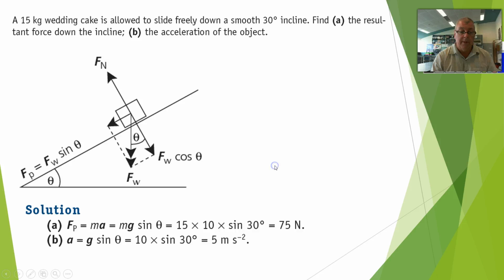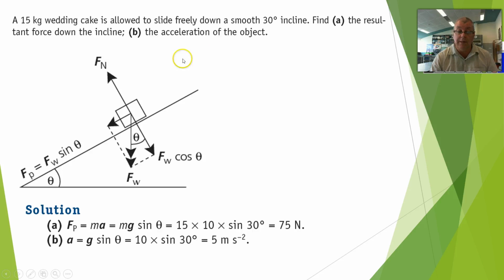Okay, so let's do an example, and this is a slightly different example from the ones before. What it says is there's a 15 kilogram wedding cake. It's allowed to slide freely down a smooth 30-degree incline. Why you would slide a wedding cake down an incline, I don't know. And you're asked, what is the resultant force down the incline, and what is the acceleration?